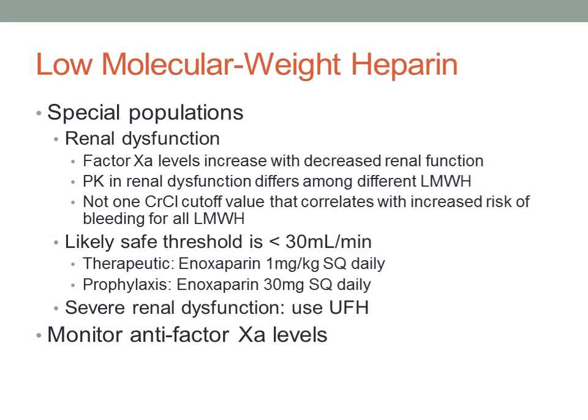Because low molecular weight heparins are renally cleared, factor Xa levels increase with decreased renal function. The pharmacokinetics in renal dysfunction differs among the different low molecular weight heparins that are out there, and there's not really one creatinine clearance cutoff value that correlates with an increased risk of bleeding for all low molecular weight heparins. But likely a safe threshold is if your patient's creatinine clearance is less than 30, you should decrease the dose. And I've listed some examples of renal dosing using enoxaparin.